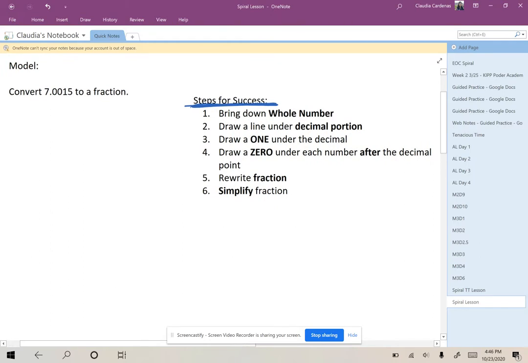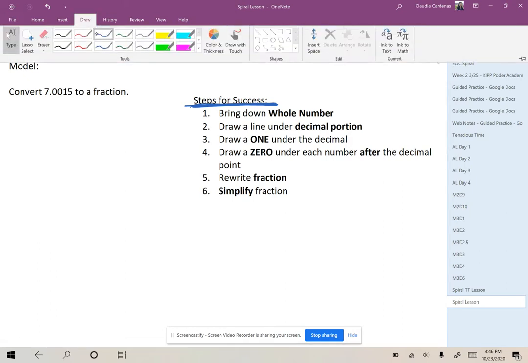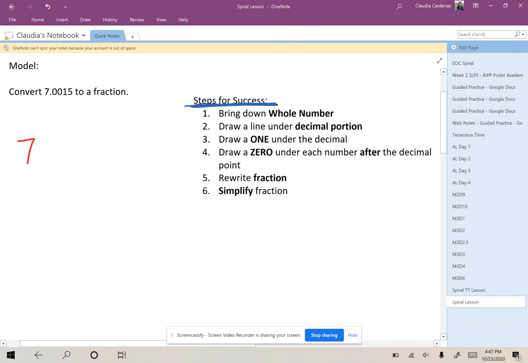So I want to convert 7.0015 to a fraction. The first thing I'm going to do following my steps is bring down the whole number. So I'm just going to rewrite it. Check. Then I'm going to draw a line under the decimal portion. So I've drawn my line, and I'm going to put a 1 under the decimal point, directly under it. Then I'm going to draw a 0 under every single number after the decimal. So 1, 2, 3, 4, right? There are 4 numbers after the decimal point, so there are 4 zeros as well.